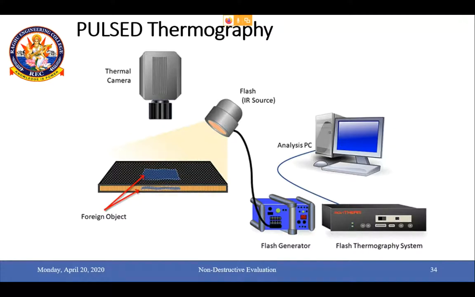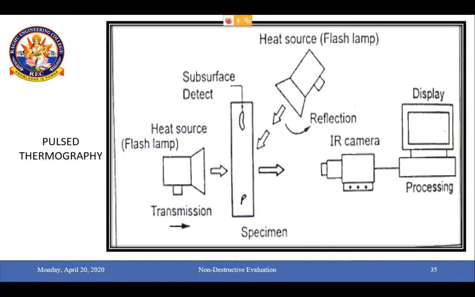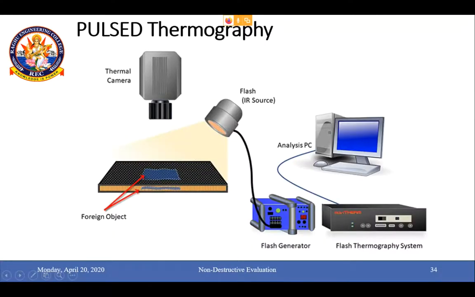There is a specimen. You can call this a specimen towards your left. I'm going to point out the mouse here. One moment. So I think you can see the pointer here. This is your specimen here, and on the specimen there is a foreign object which is non-homogeneous, making the object non-homogeneous because this is a foreign object. There is a thermal camera. There is a flash IR source, and also there is a flash generator. I'm moving the mouse pointer. I hope everybody is able to understand it. This is your flash here, and this is your flash generator. There is a flash thermography system as well, and also there is an analysis PC.